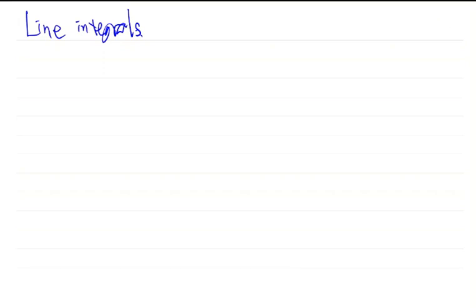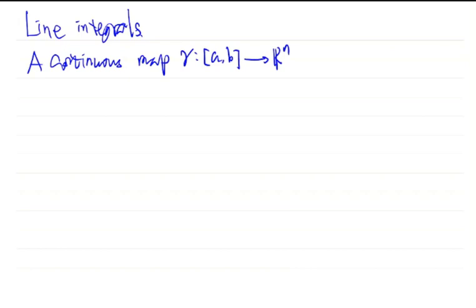Today, we study line integrals. Firstly, we need to develop some geometric notations. Path: a continuous map following an interval AB to Euclidean space is a parametric path.